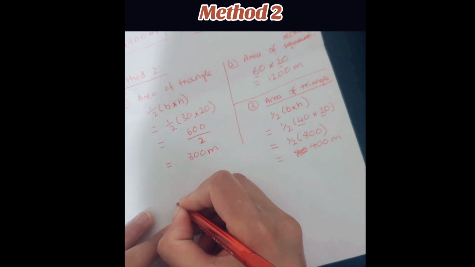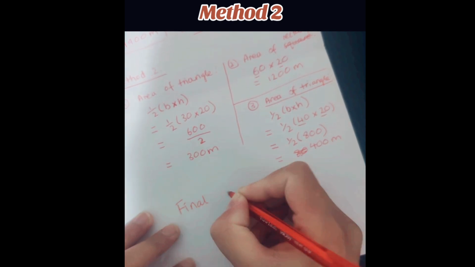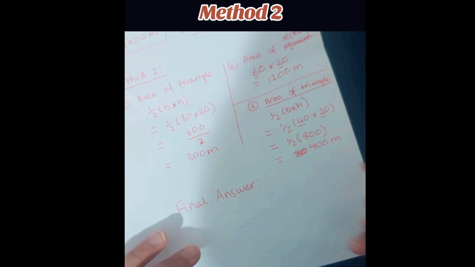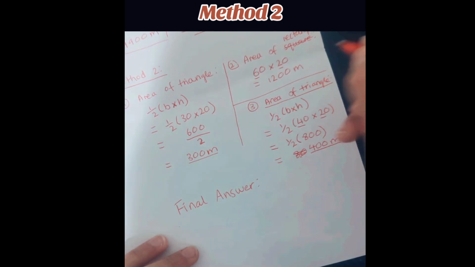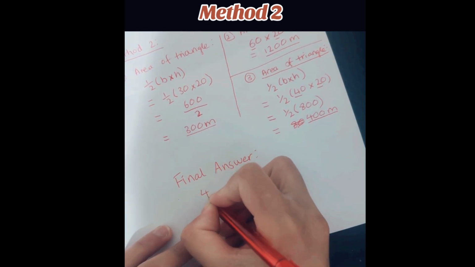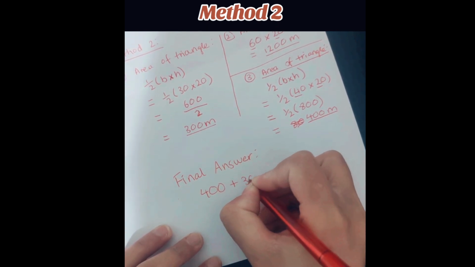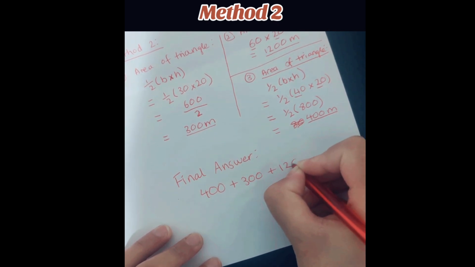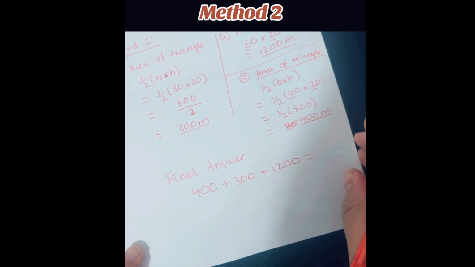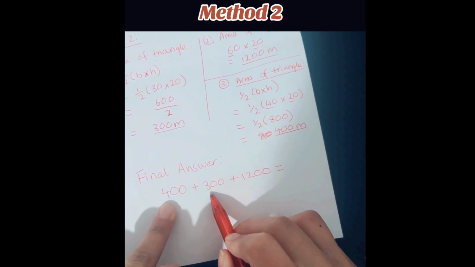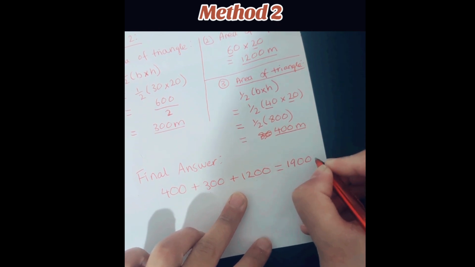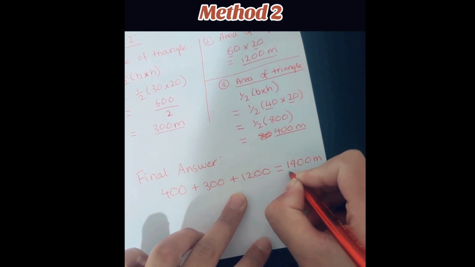So the last thing that we do, we don't leave it here, okay, to work out our final answer. So I'm going to write in not capitals, but just big. Final answer, add them all together. So 400 plus 300 plus 1200. Okay, so that means what we do is 400 plus my 300 plus my 1200. Okay, any ideas what that's going to be? Let me know in the comments. So 400 plus 300 is 700, plus 1200 again gives us our 1900 or 1900 meters.